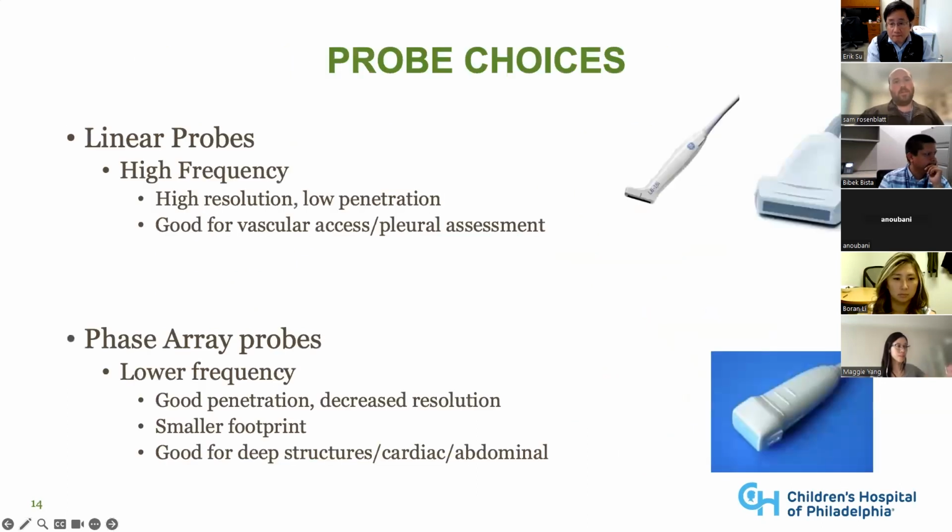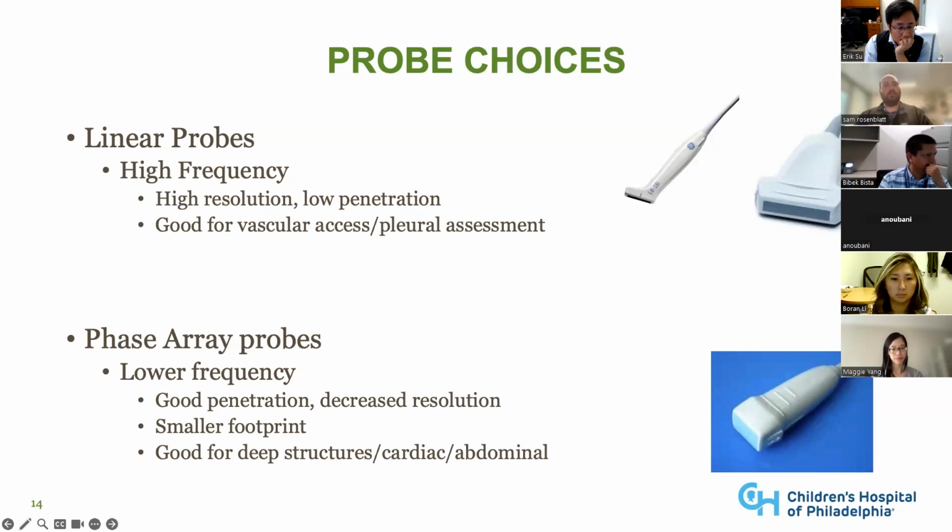So getting a little more into ultrasound probes. When we're talking about ultrasound probe choices, there's a couple of different probes that you can choose. You can do linear probes, which tend to be high frequency. So remember, those are high resolution, low penetration. So they're good for things that are very superficial, and we use those for vascular access, right? The vessels that we're going after are often close to the skin, only a few centimeters deep, and you don't need to penetrate very deeply.